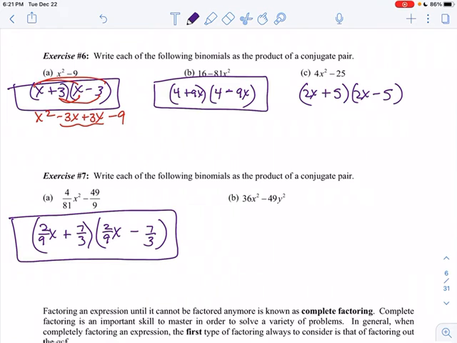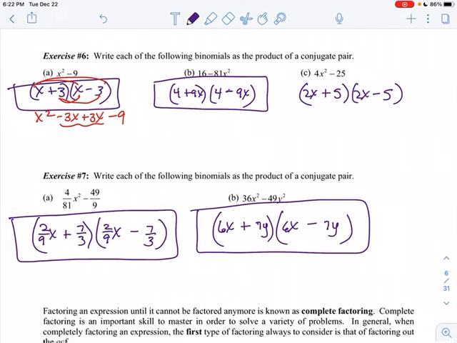Just to show you a little bit different one, I can also have two sets of variables, x squared and y squared. So 6x times 6x is 36x squared, and 7y times 7y is 49y squared. One's a plus and one's a minus. It does matter which one goes first.